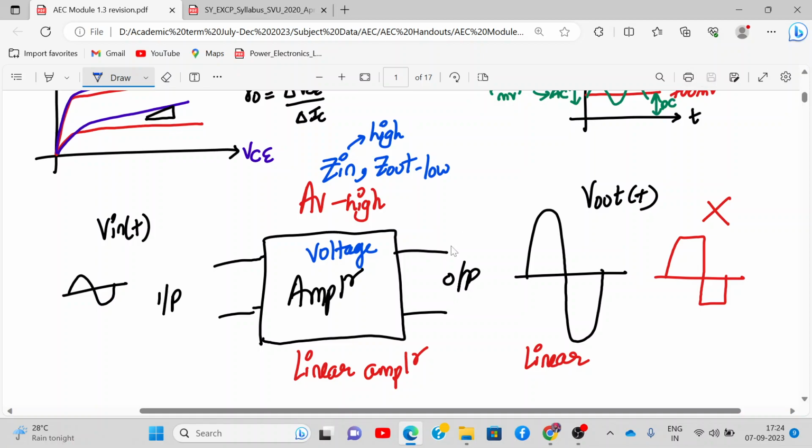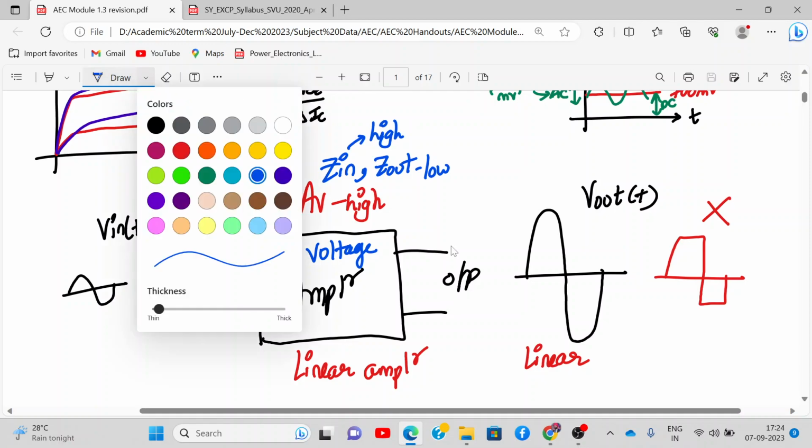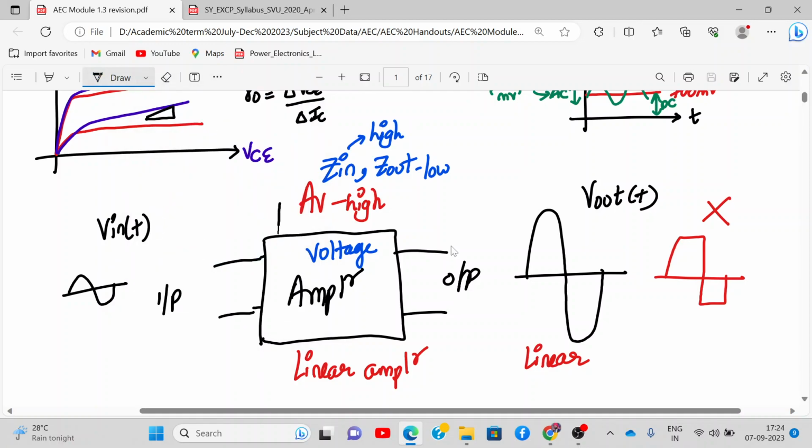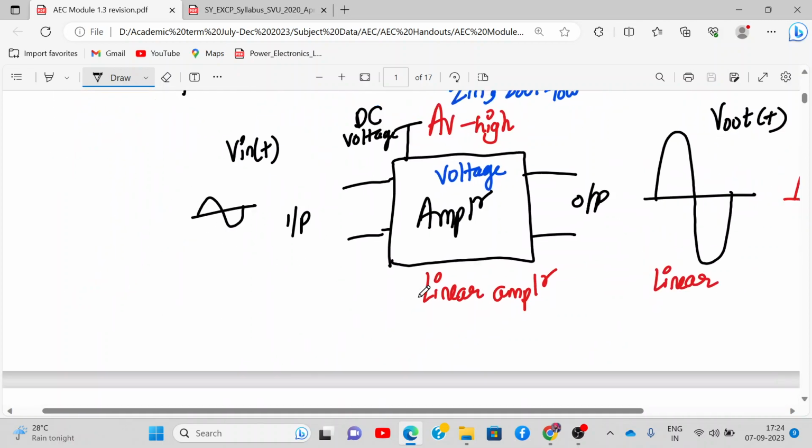Is that fine? Also, there is one more important condition. What is the condition? For a BJT voltage amplifier, you should apply DC voltage to the amplifier, to the circuit actually. All right, everyone ready?